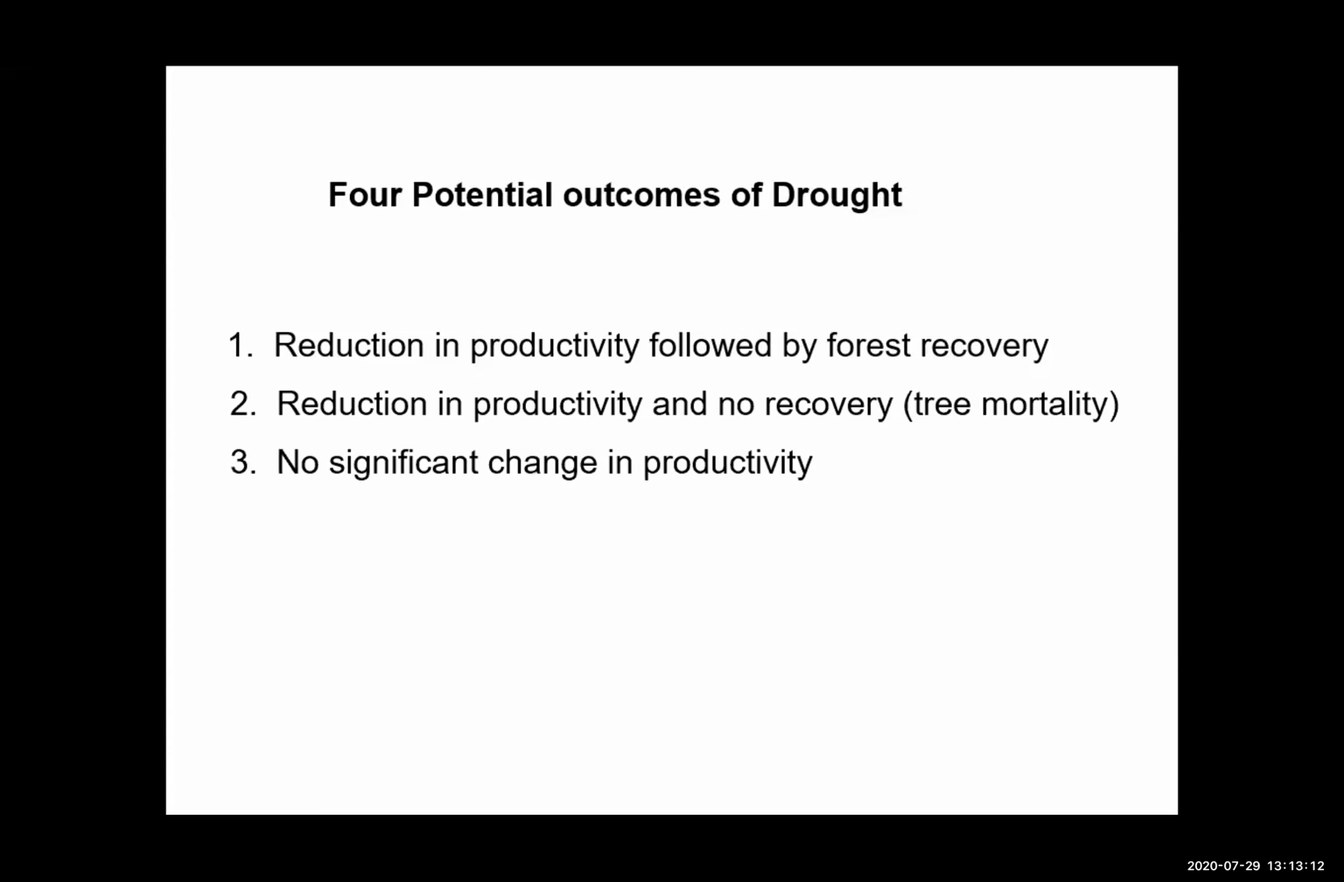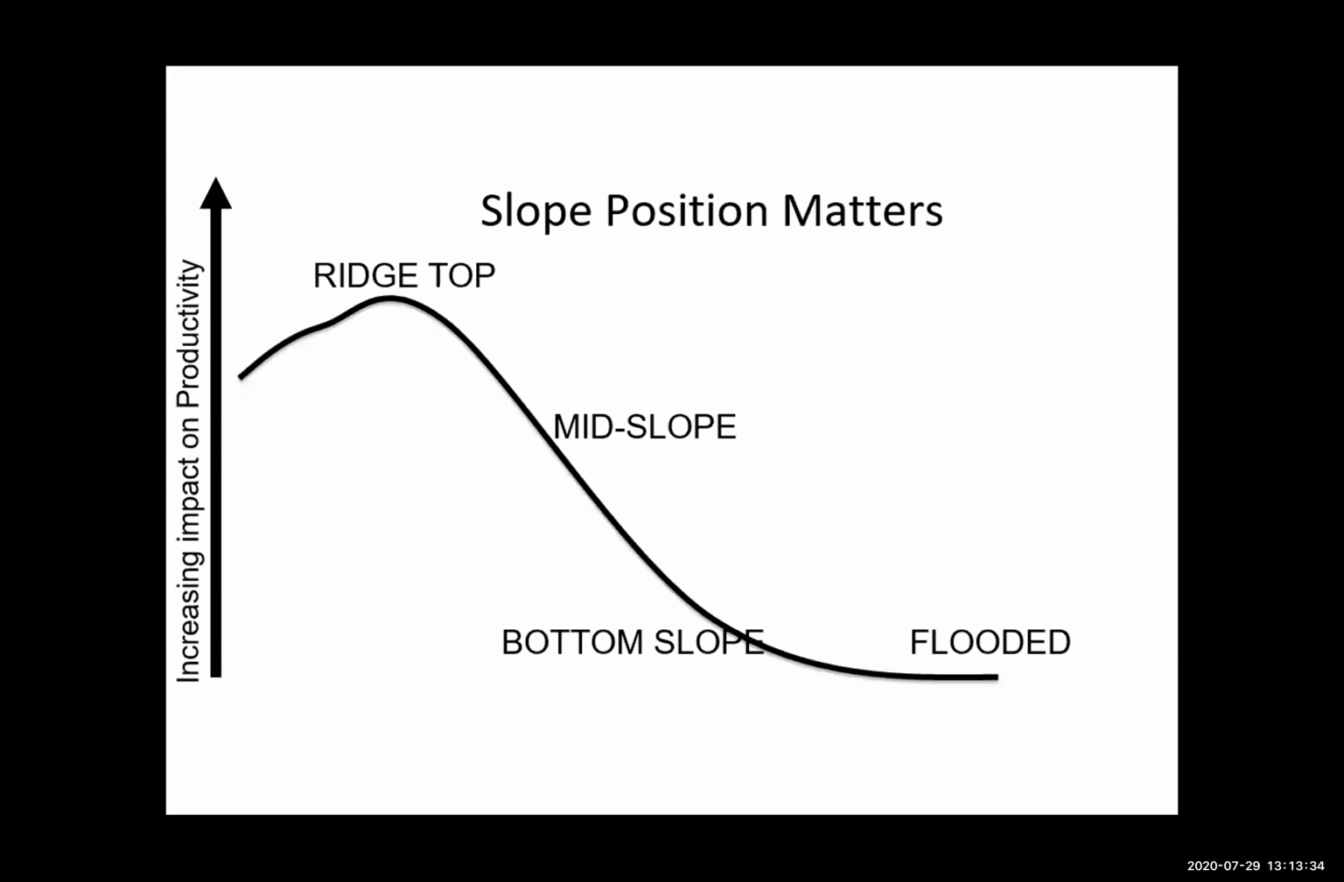You're going to have no change in productivity. So if it's not a very severe drought, or depending on where you are in the landscape, you may not notice any change at all. And it's even possible that when you have a drought, you'll see increased productivity. And so the tool that I'm trying to get across here is just knowing where you are on the landscape and knowing what you should be doing in response to that landscape.